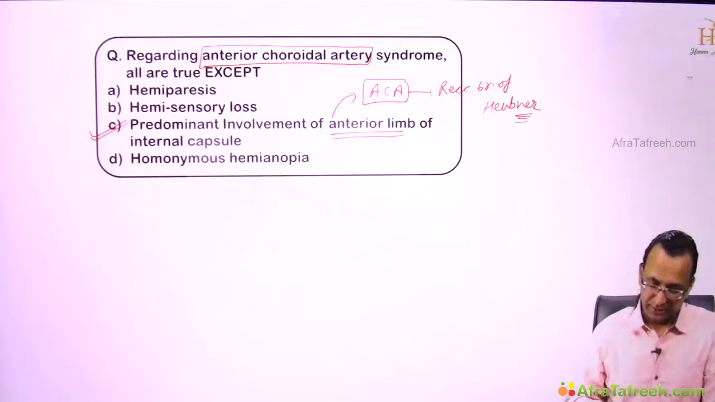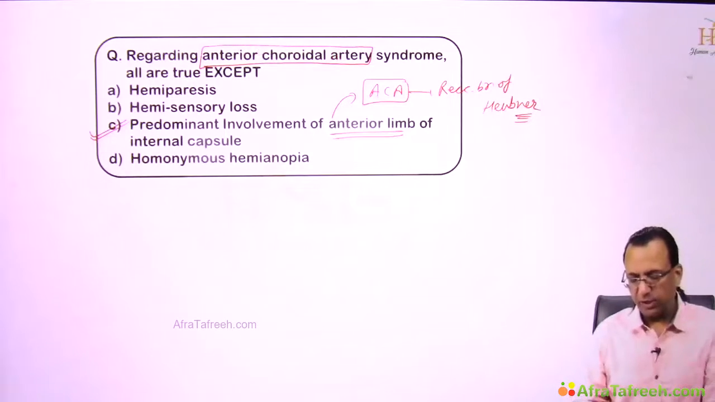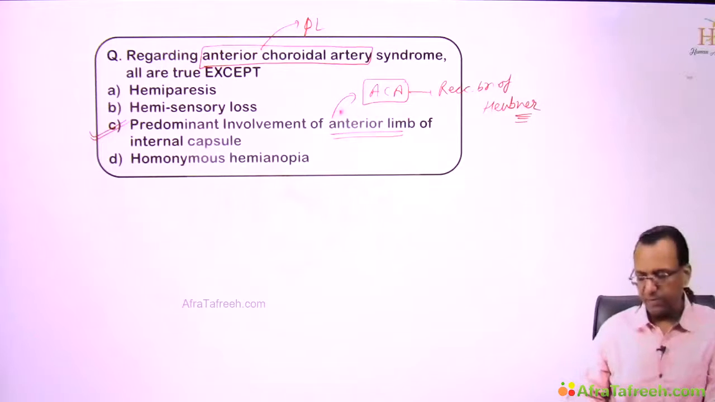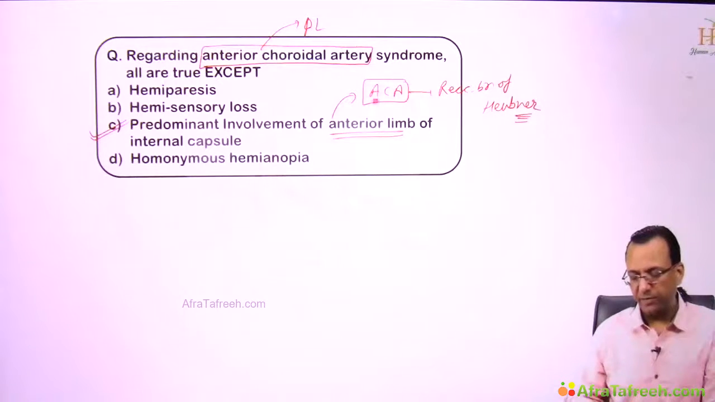So you are telling that the anterior choroidal artery supplies the posterior limb of internal capsule. Yeah, that's why there's no problem with the anterior limb. So the anterior limb of internal capsule is supplied by the anterior cerebral artery, which is the recurrent artery of Heubner. That is the answer.